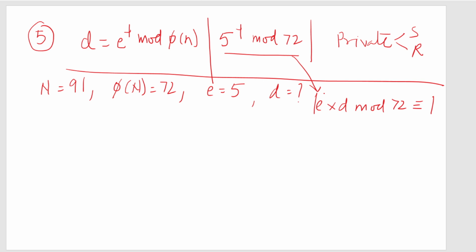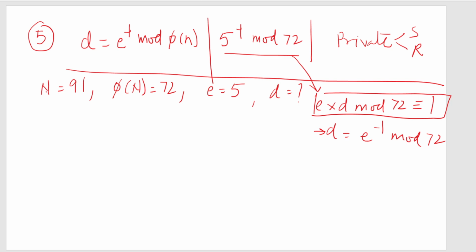So this is what it actually says, right? And that's why we say d is equal to e inverse mod 72. This is how we derive the value of d. So we need to find a value of d such that e times d mod 72 should be 1. So we can use something called the back substitution method for calculation of d.